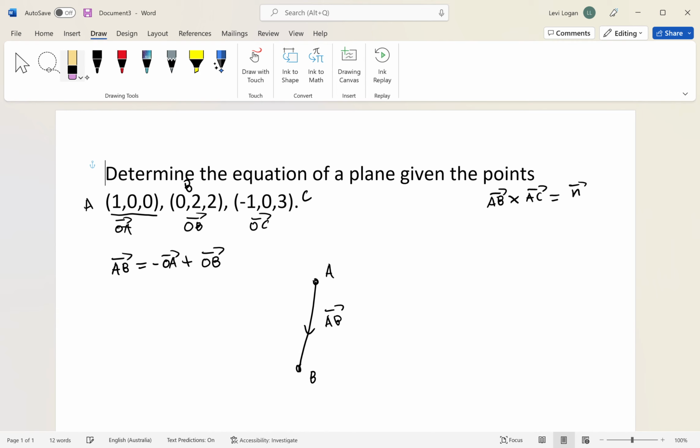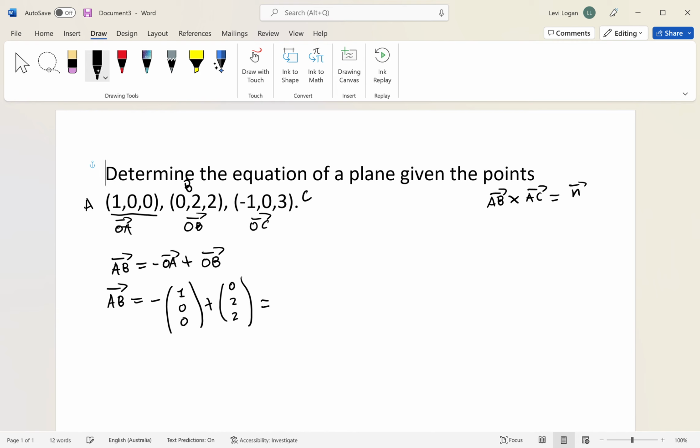Right, so we can write out our points in vector notation. A to B is equal to negative (1, 0, 0) plus (0, 2, 2). Working that out, we get (-1, 2, 2) as our vector A to B. I'm just going to move that up there for now.